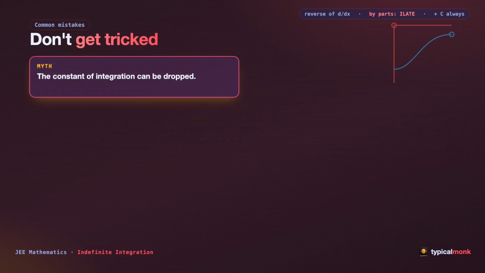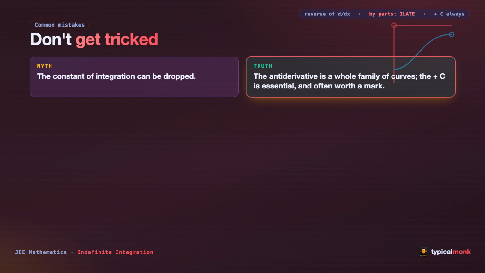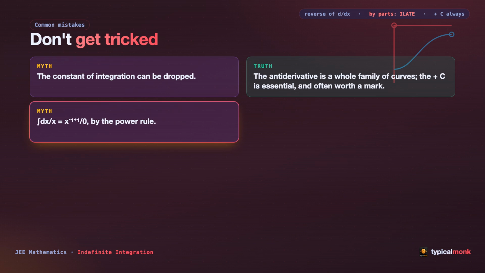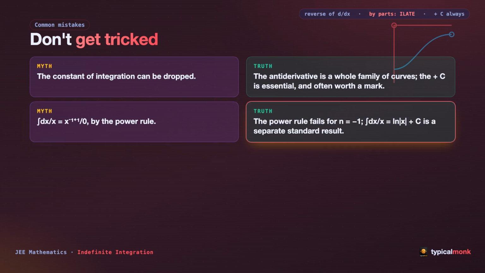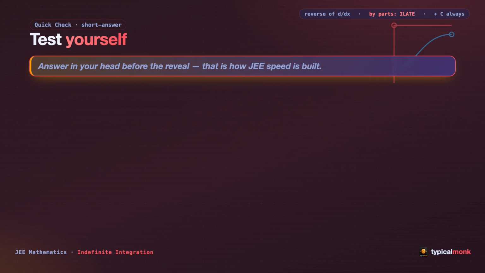Now the 2 mistakes that quietly cost marks. The myth: the constant of integration can simply be dropped. The truth: the antiderivative is a whole family of curves, one for each c, so the plus c is essential, and it is often worth a mark. The second myth: the integral of dx over x is x to the minus 1 plus 1 over 0 by the power rule. The truth: the power rule fails at n equal to minus 1, since that would divide by 0. The integral of dx over x equals the natural log of the modulus of x plus c, a separate standard result. Now, test yourself.